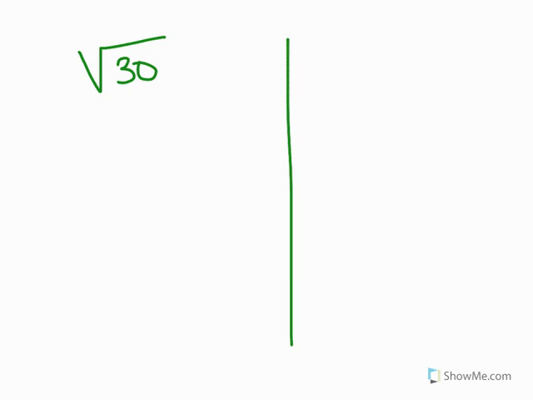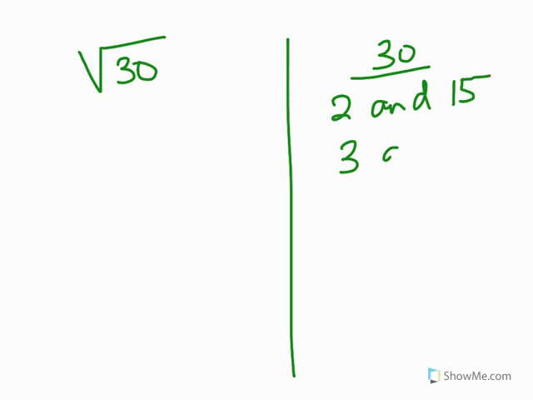Sometimes we may have radicals that just cannot be simplified. For instance, let's look at the square root of 30. Let's list the factors of 30. Forget about 1 and 30. We have 2 and 15. 2 is not a perfect square. 15 is not a perfect square. We have 3 and 10. 3 is not a perfect square. 10 is not a perfect square. 4 cannot go. We have 5 and 6.